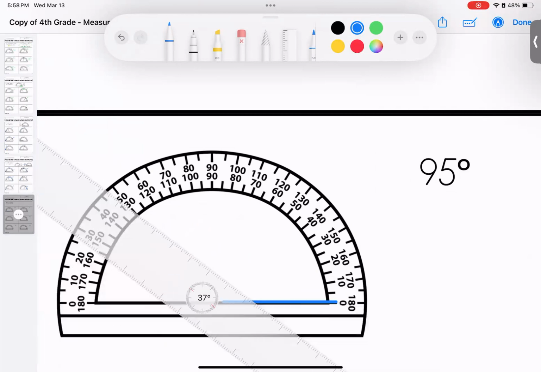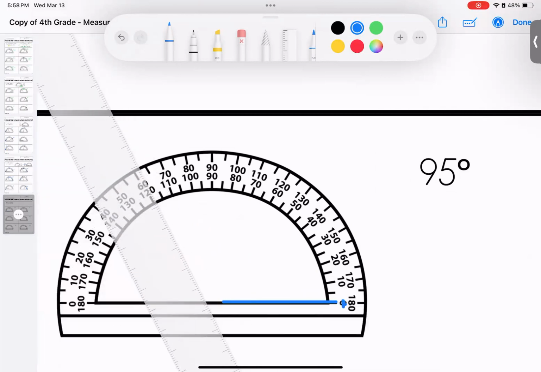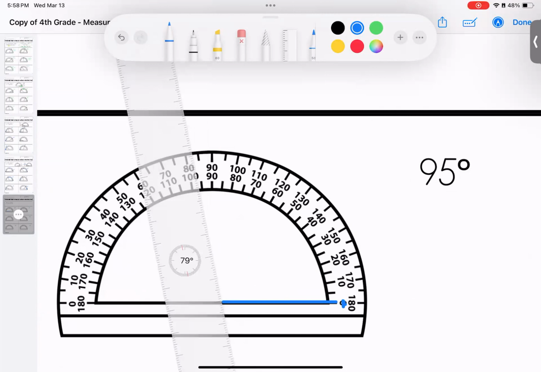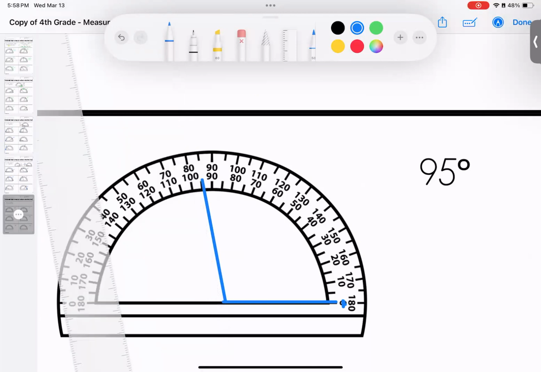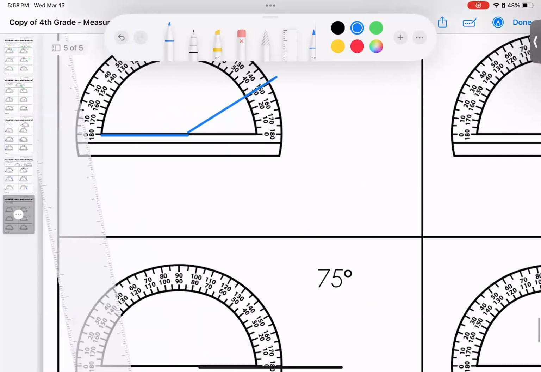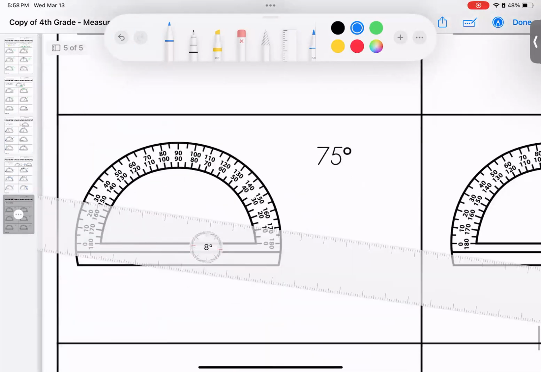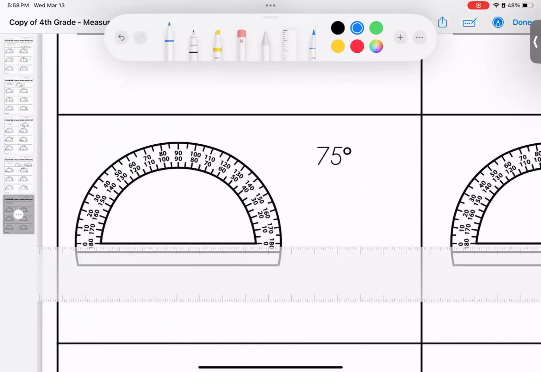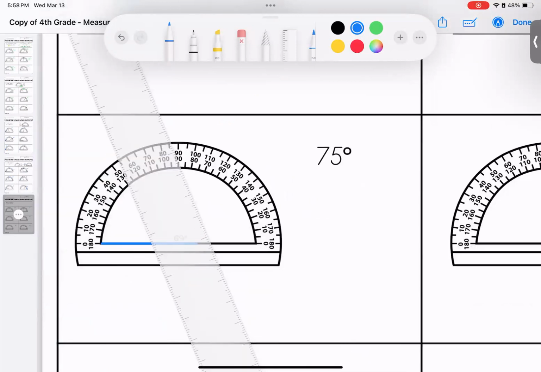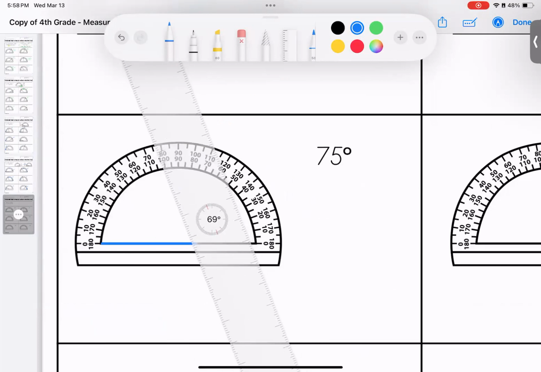Draw down to 0 and then up to 95. Remember, I'm following my inside numbers. Here's 95. I'm going to draw my line. Boom, 95 degrees. If you used your outside numbers, that's okay. I'm just showing you one and the other. This one I'm going to use outside numbers, and I'm going to show you 75 degrees. So starting at 0, coming up to 75, past 70, not yet to 80.